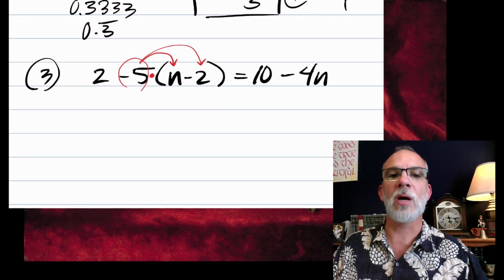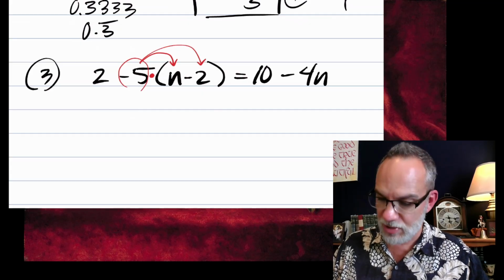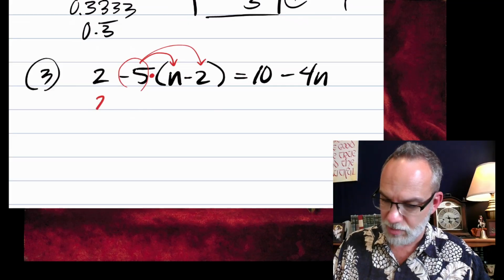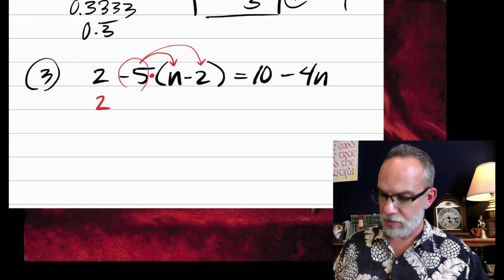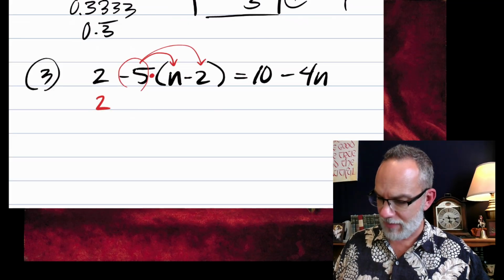It's called the distributive property. You've probably seen that before. So the 2 just carries along. 2. Now, be careful here. You're going to have to be thoughtful about details.